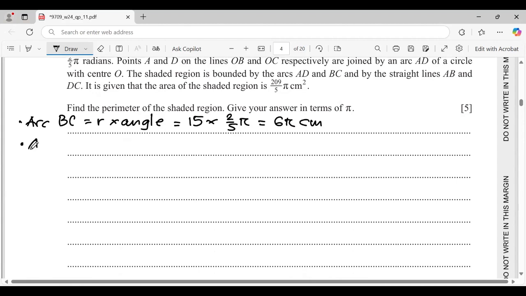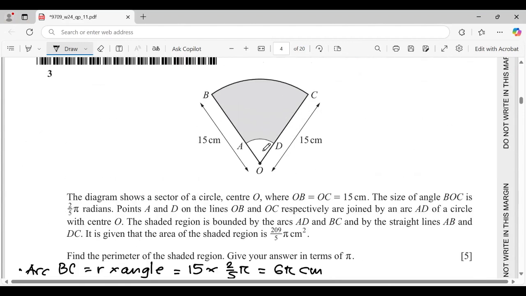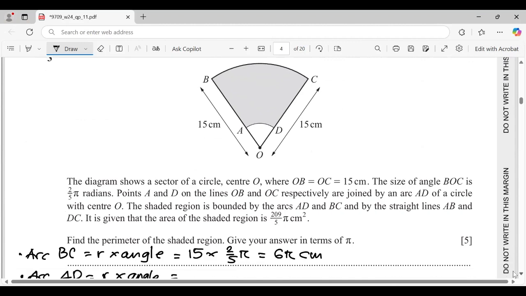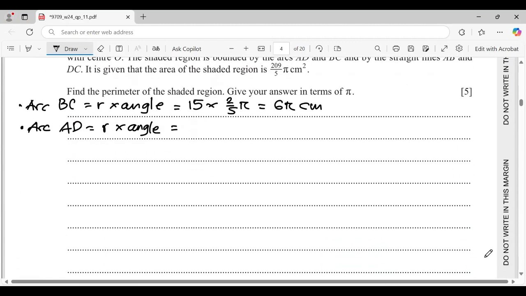And after that, arc AD is R times angle. We don't have information about the radius OD or OA, so I'm going to write it as R. So it is R times 2/5 pi.